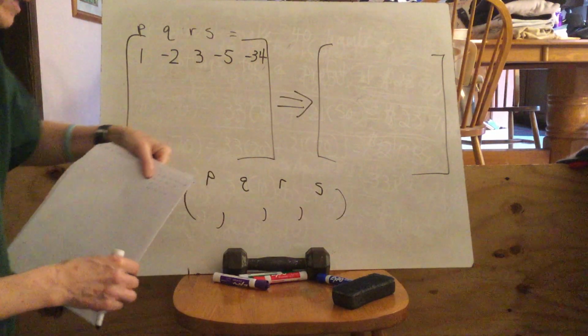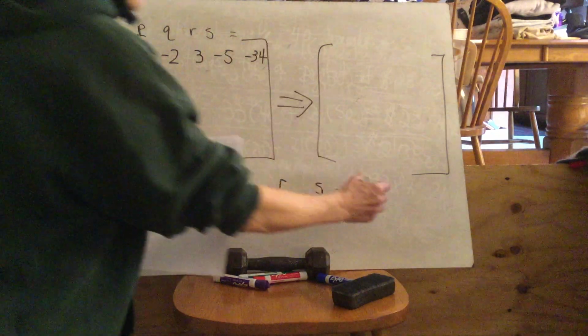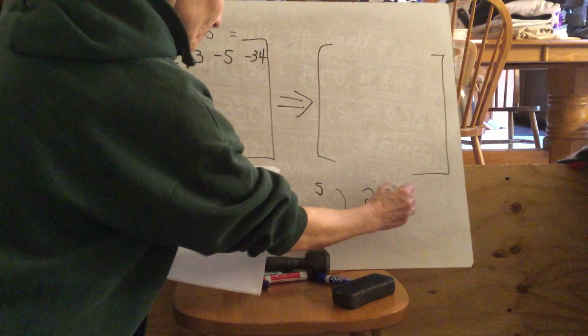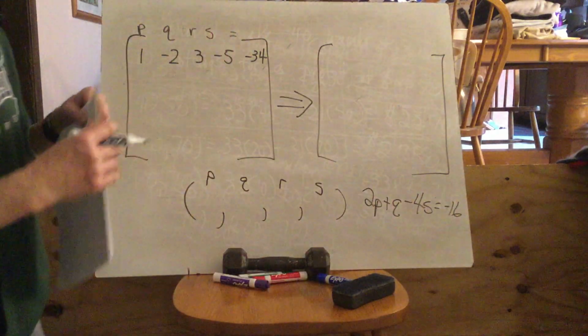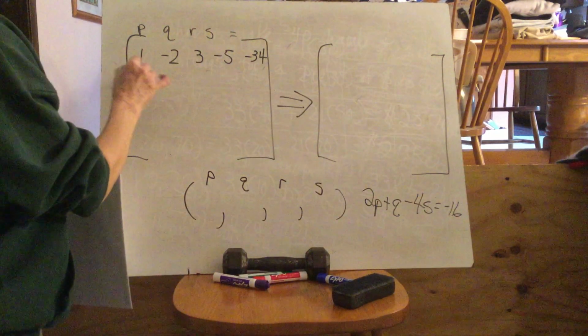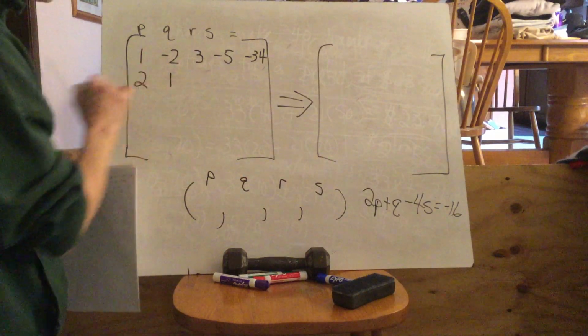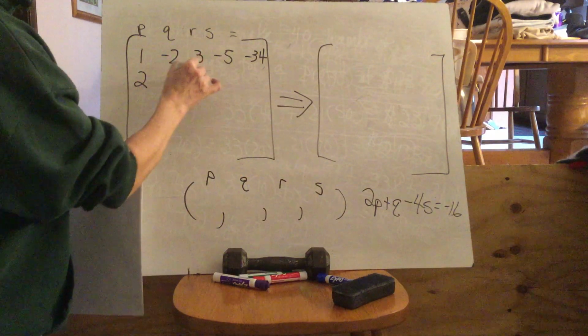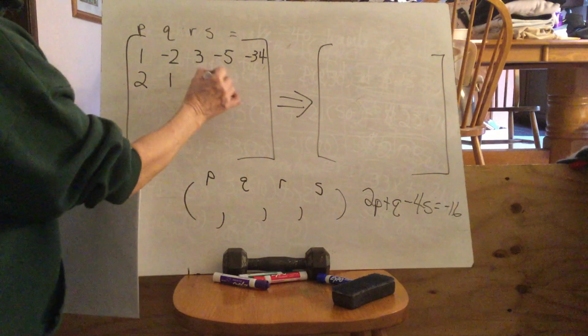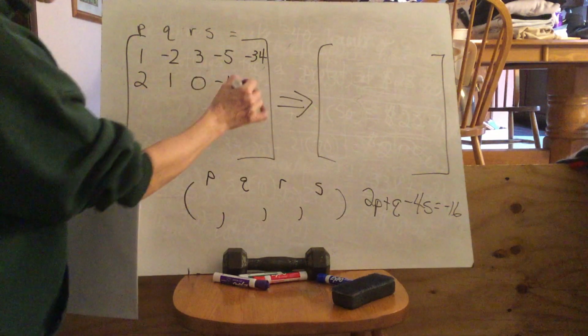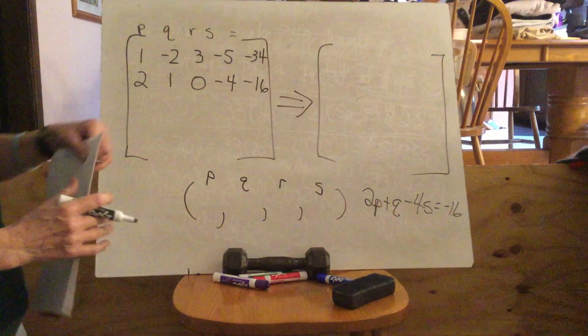Now in the second equation, be really, really careful. The second equation is 2P plus Q minus 4S equals negative 16. So I have 2 P's, I have 1 Q, I have no R's in that equation, so put a 0 in the R spot, negative 4 S's, and negative 16.